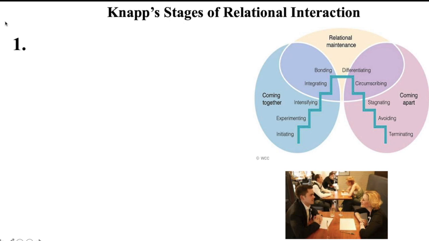He has 10 steps in terms of how we can look at how relationships are maintained and structured over a period of time. On the far left side, we have coming together, which is initiating, experimenting, intensifying, integrating, and bonding. We then arrive at an equilibrium. We kind of stagger when we look at relational maintenance, and then unfortunately we start to come down. This is where we differentiate, circumscribe, stagnate, avoid, and terminate.